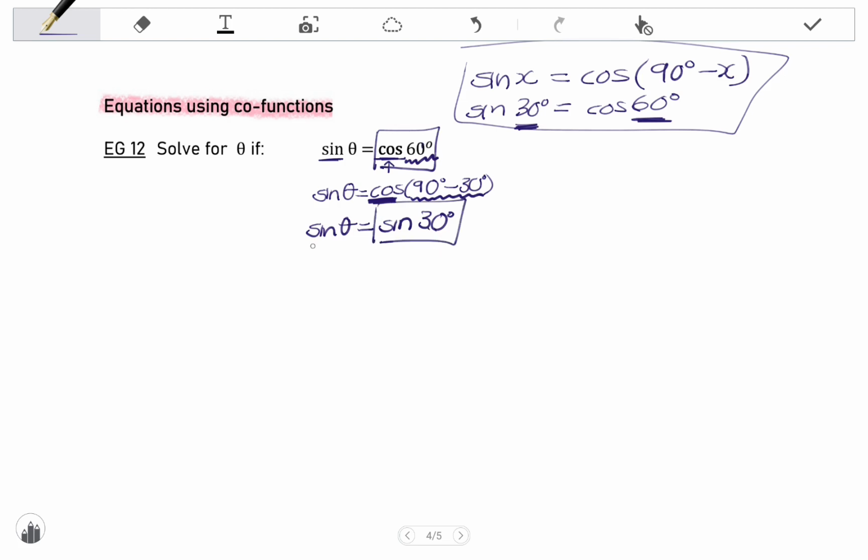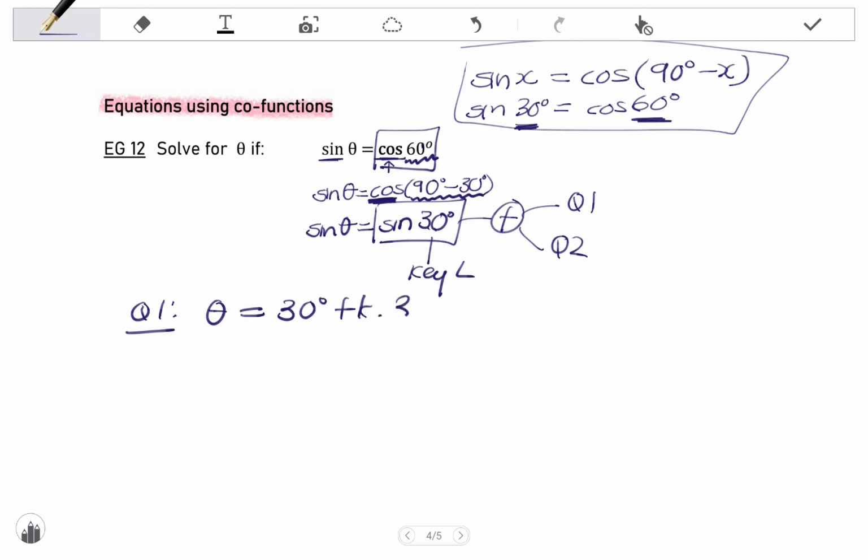Now what I have is the situation we've been looking at. Sine theta equals sine 30 degrees. The only thing that's different is the angles. So I'm going to use the 30 degrees as my key angle, and the right hand side is positive. So my general solutions will lie in quadrants 1 and 2 for the sine function. In quadrant 1, my angle theta is equal to the key angle 30 degrees plus k times the period of the sine graph.